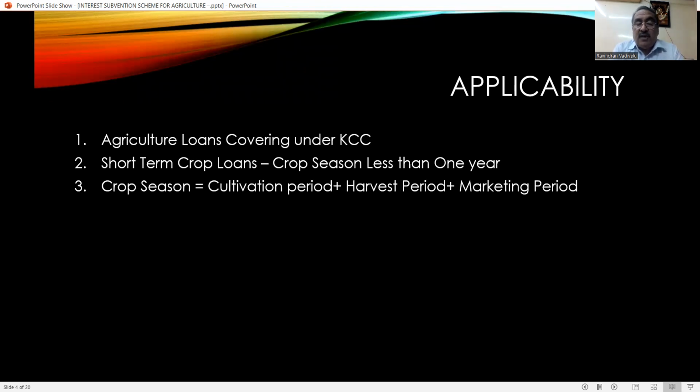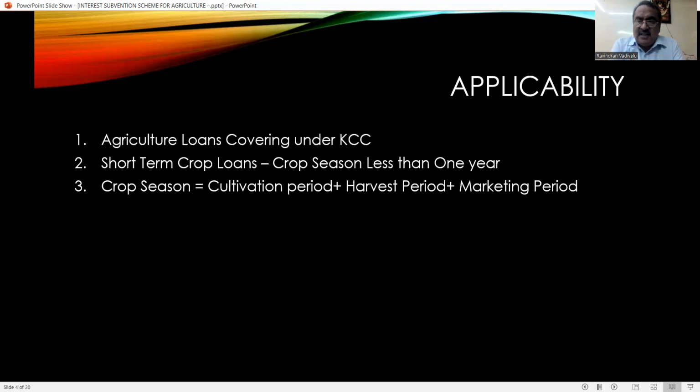When you say a short-term crop loan, that means the crop season is less than 1 year. If there is a crop season of less than 1 year, it comes under the category of short-term crop loan. And what is a crop season? Crop season is nothing but the cultivation period, harvest period, plus marketing period. Where can we find this crop season? Please refer to the NABARD circular, where it is clearly defined.